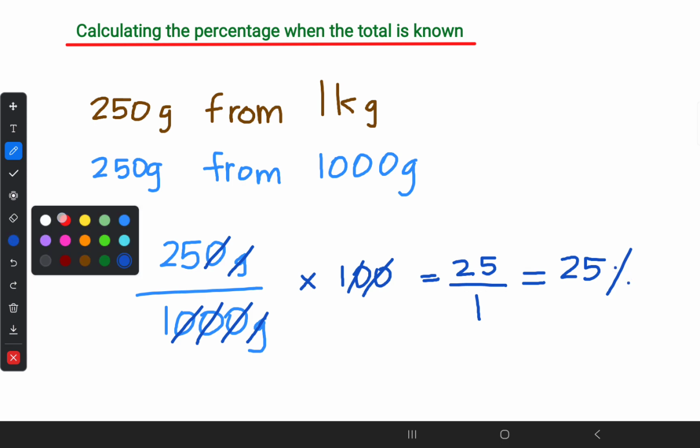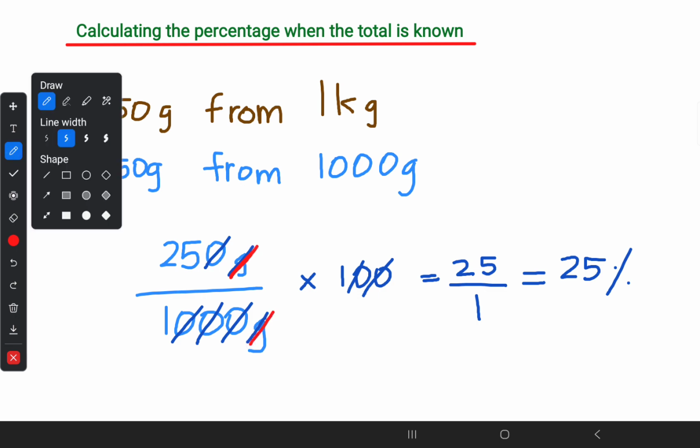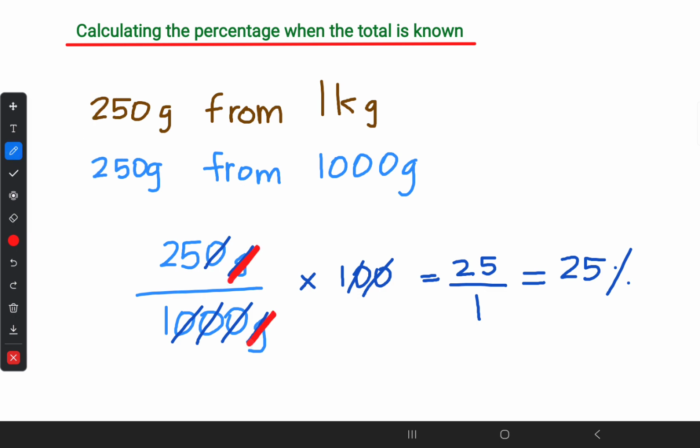I'll do the simplification once more. First, what I did was gram simplified with gram. If the units are the same, we can simplify. Then simplifying the zeros, and the other zero as well, in the numerator and denominator. Thereafter, do the multiplication between 25 and 1. 25 times 1 would be 25 in the numerator. In the denominator, you will have only 1 left. 25 divided by 1 will give you 25 percent.